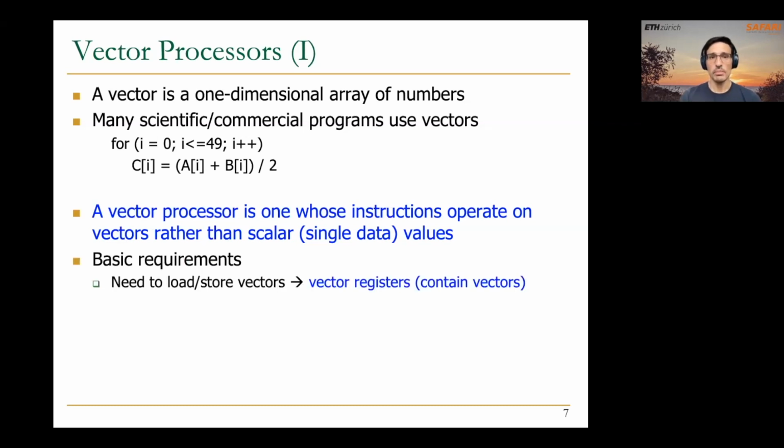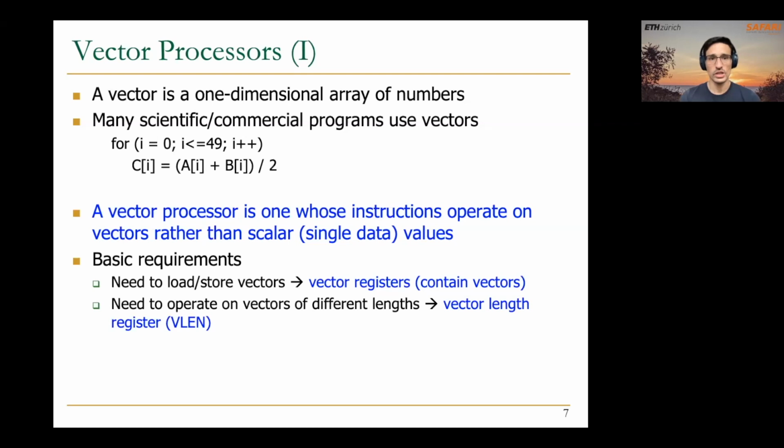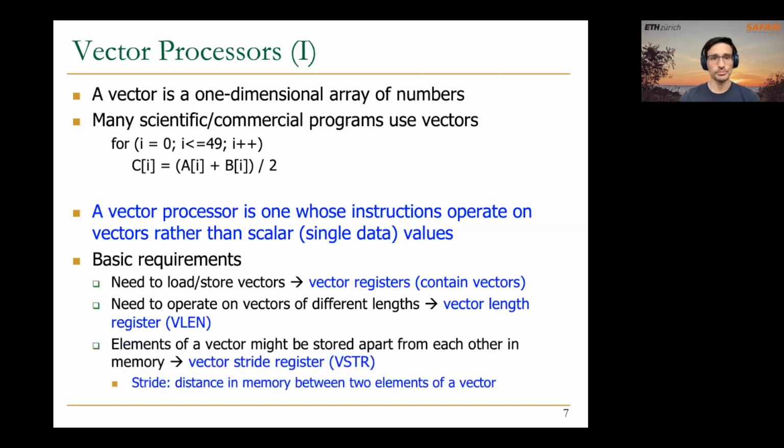But we need some basic requirements for a vector processor. First of all, we need to load and store vectors, and we have to have the ability to store the data that we read from memory in some registers that are closer to the execution units, and these are the vector registers. We need to operate on vectors of different length because this for loop has 50 iterations, but other for loops will have a different number of iterations, and we can play with the vector length register here.